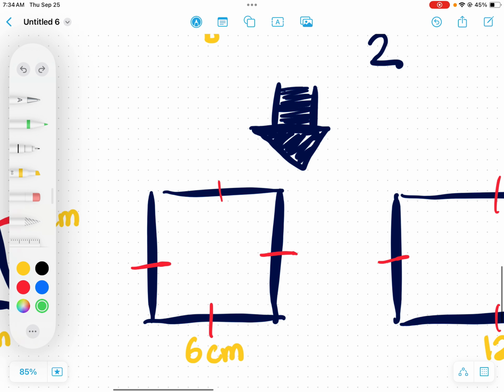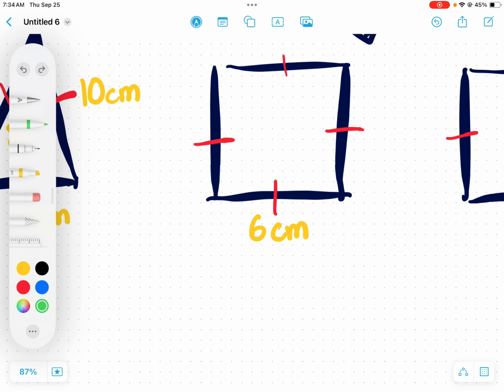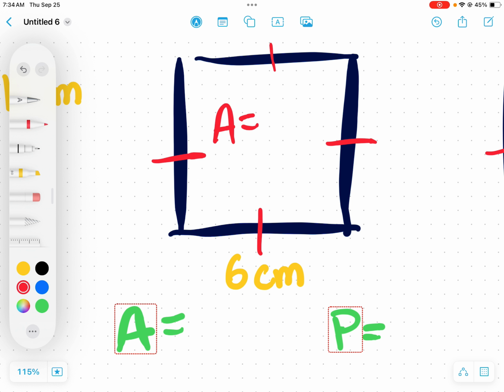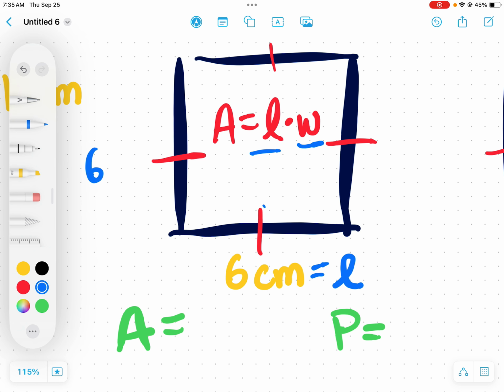Okay, so let's practice some examples. Let's start with this square right here. I want to find the area and I want to find the perimeter, okay? Because we're dealing with a square, in order to find the area, we need to use our equation. Area equals length times width. So we need to identify what is my length, what is my width. Because it's a square, I know that all sides are the same. So 6 centimeters right here is going to be my length. And it is also going to be my width.